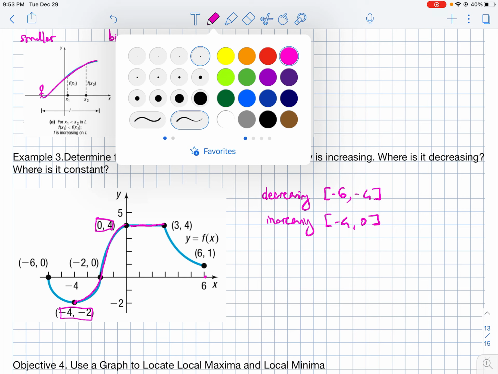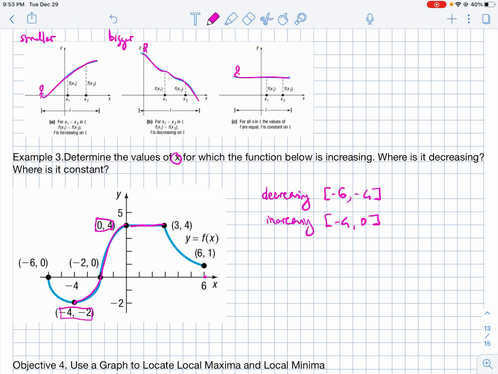And now we go to the next one. We have this piece. This is constant. You do not go up, you do not go down. It's constant from 0 to 3 and decreasing. Continue to the last piece. The last piece is the green color. It's from 3 to 6.